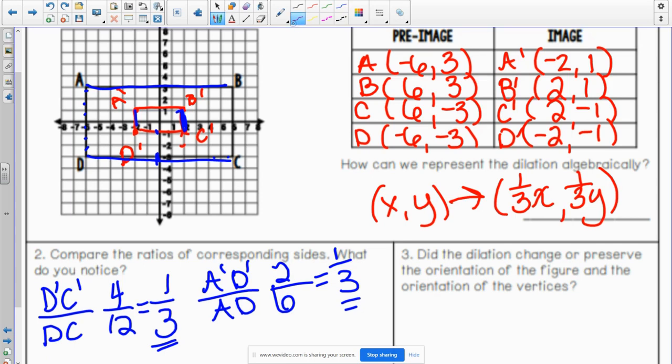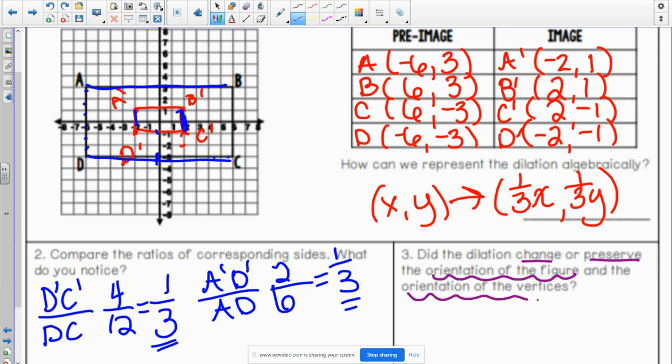Does dilation preserve or does it change? So does it change it or does it keep it the same? The orientation of the figure and the orientation of the vertices. Well, the orientation of the figure, aka does it face the same way? Well, yes, it didn't flip, it didn't rotate, it just shrunk. So it preserves the figure.